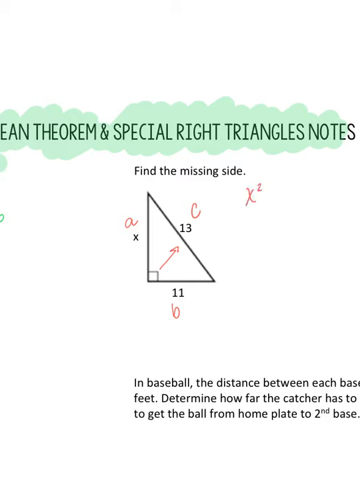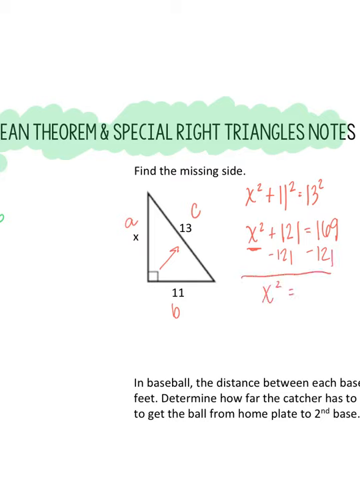Let's plug those pieces into the Pythagorean theorem. So we have x squared plus 11 squared equals 13 squared. Keep that calculator close by so that you can find those values on your own. x squared plus 121 is equal to 169. We want to isolate this x squared, so we subtract the 121. We got ourselves x squared equals 48.